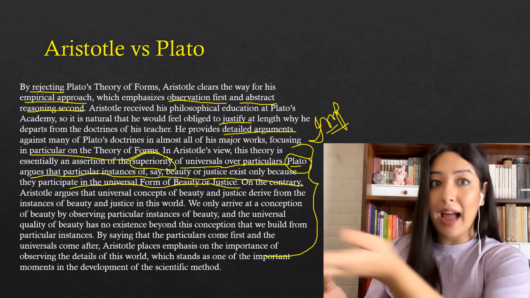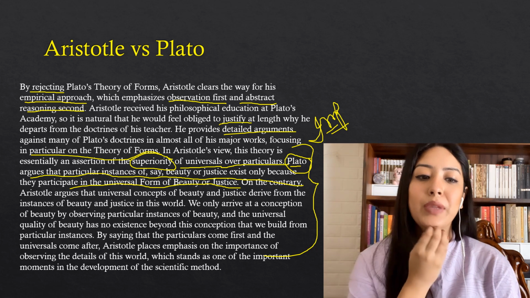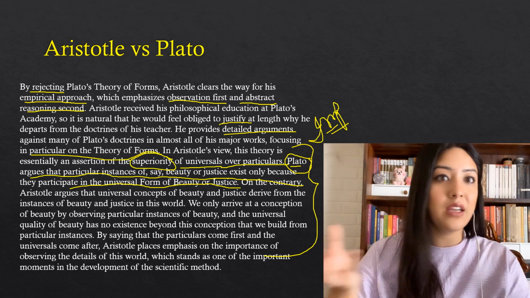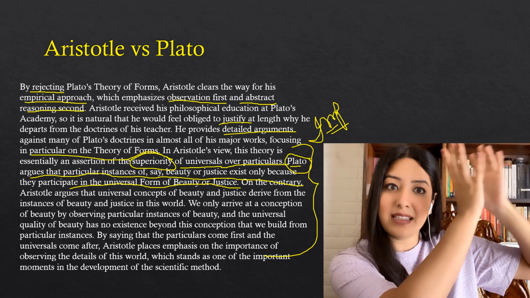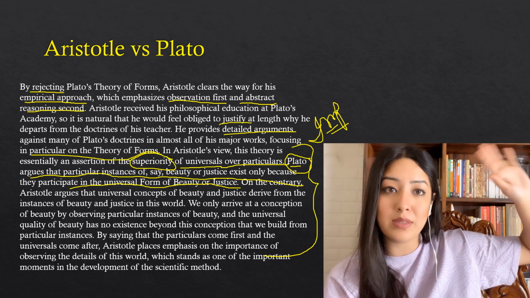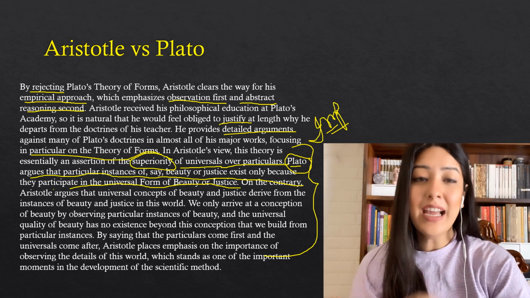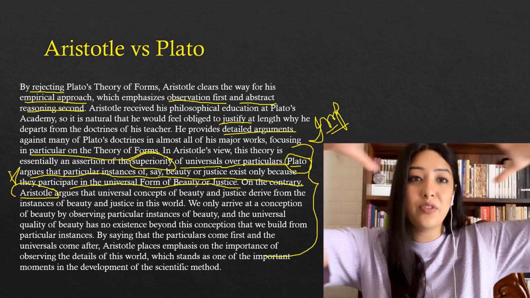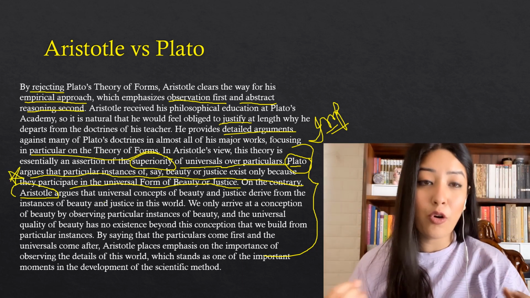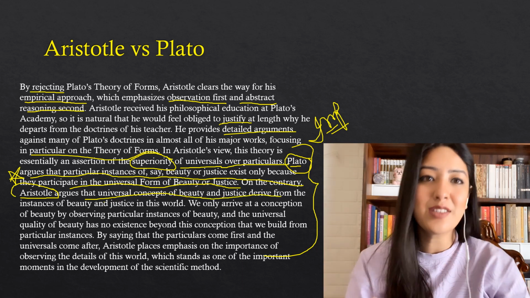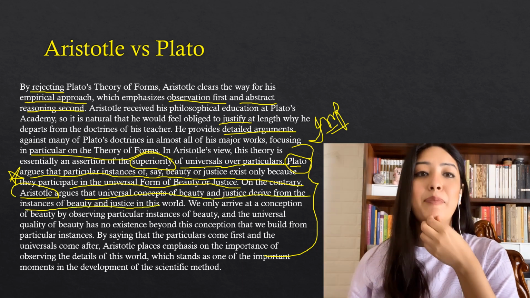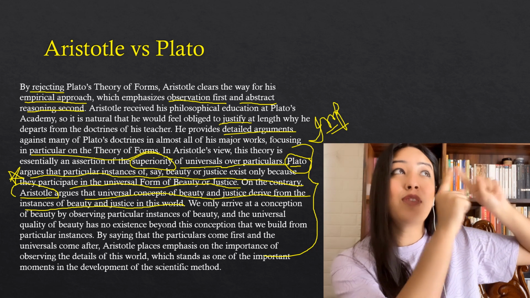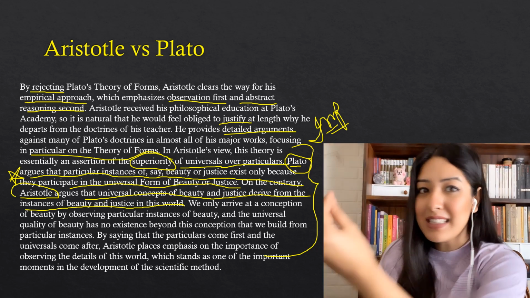That's why these ideas exist because of the forms. So he says that our notions, instances, episodes, moments of beauty and justice that we see around us exist because of the universal that exists. That idea of beauty, the essence, exists in that realm of forms. But for Aristotle, on the contrary, Aristotle argues that the universal concepts of beauty and justice derive their essence from the instances of beauty and justice we see. It's the opposite. Plato says that instances exist because they come from that realm of ideas. Aristotle says our idea of beauty exists because of these instances that we see around us.